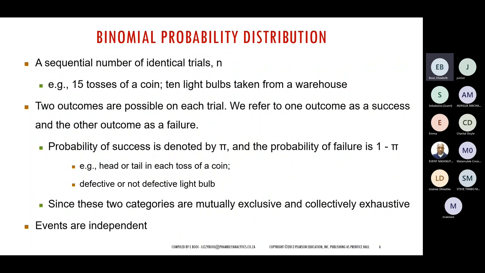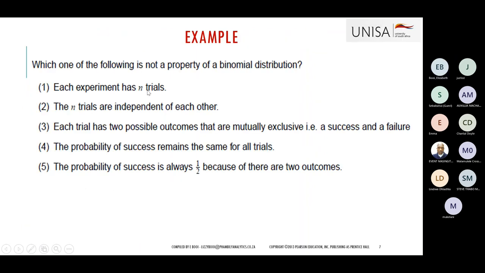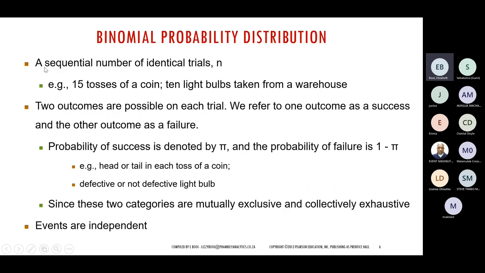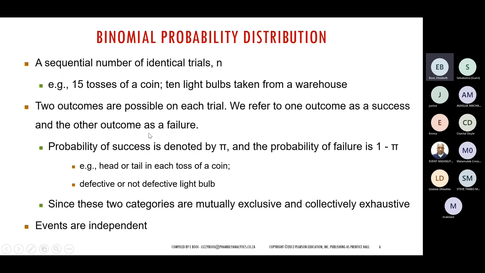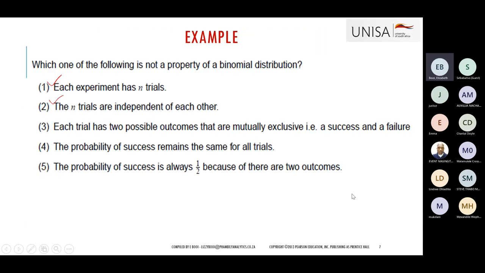Let's go back there. It is our first point. Remember that? Number of trials should be identical to n. So each experiment has n trials. You need to talk to me, because these are your questions. I'm asking you. That's true. Yes, thank you. The n trials are independent of each other. And this is the last sentence I said before we moved to this example. It's also true, because we said events are independent. That is true. Each trial has two possible outcomes that are mutually exclusive, success and failure. Let's go there. Two outcomes, and we know that they need to be mutually exclusive and collectively exhaustive, right? So that is true.